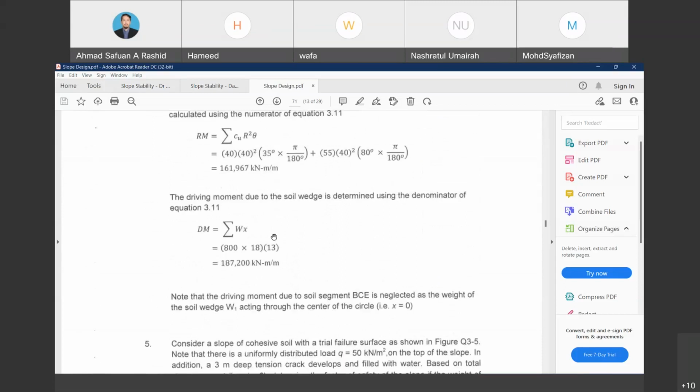So the driving moment for W2 is equal to 187,200. To get the factor of safety, RM should be divided by DM. The value is around 0.87. So you can write it later on, when I attach this example in the e-learning.